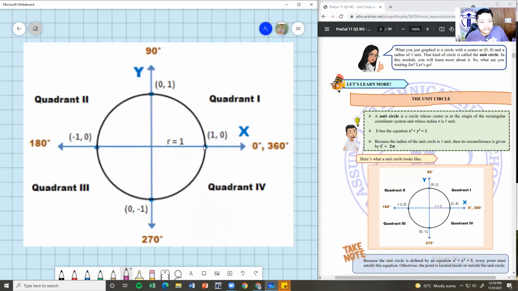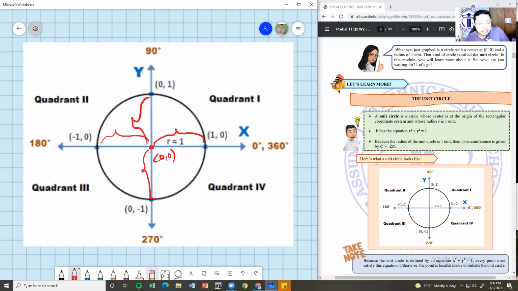So take a look at this. If this is our Cartesian plane, we have our x and y axis, the blue axis, and this is our origin, 0, 0. The radius is always 1. So that's one thing that you need to remember. The unit circle is called unit circle because the radius is a unit. It's just 1 unit.